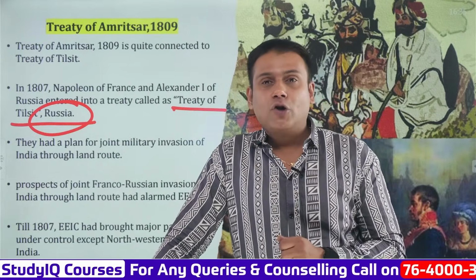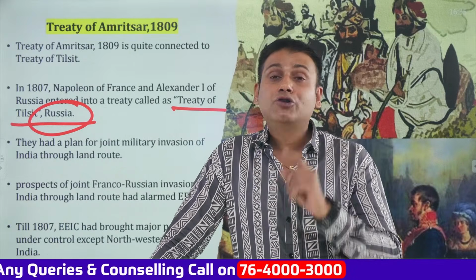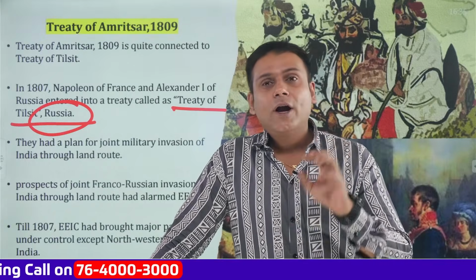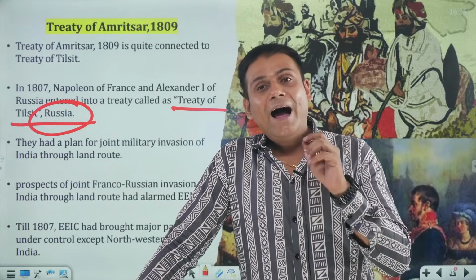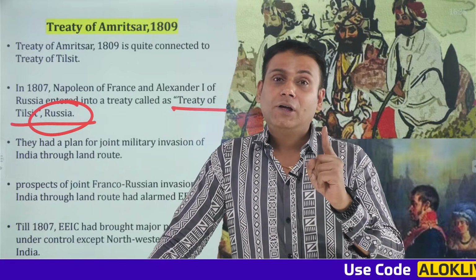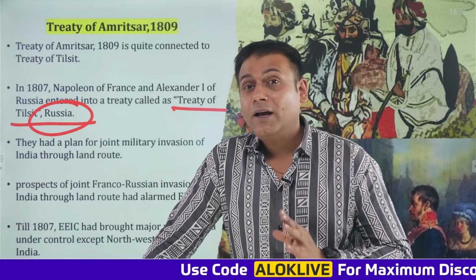As per many historians, the Treaty of Amritsar that was signed in 1809 is co-linked to the Treaty of Tilsit. And Tilsit is located in Russia. Now, Alexander I of Russia and Napoleon of France had entered into an agreement. And what was that agreement?